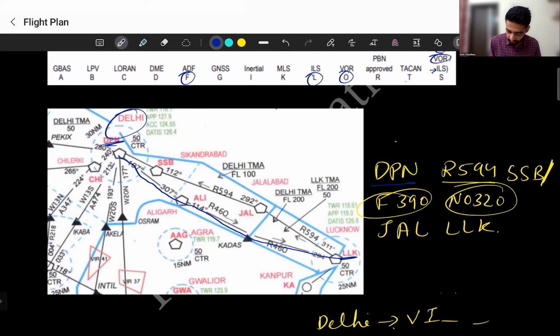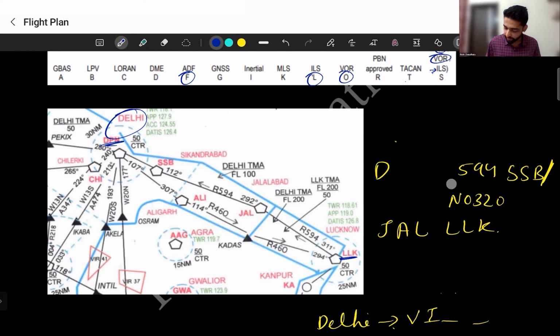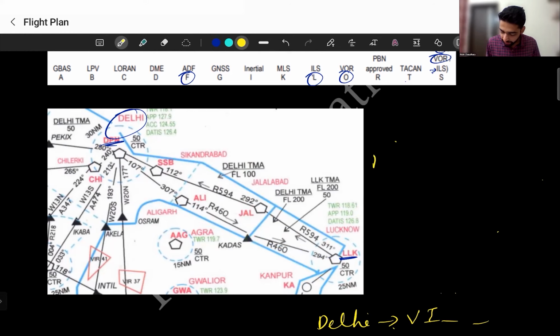This is the second route. As I've mentioned, this is the second route. So if I want to take the second route, how can I write? First I will write Delta Papa November again. Then I will talk about this airway. This airway is Romeo 460. So Romeo 460.